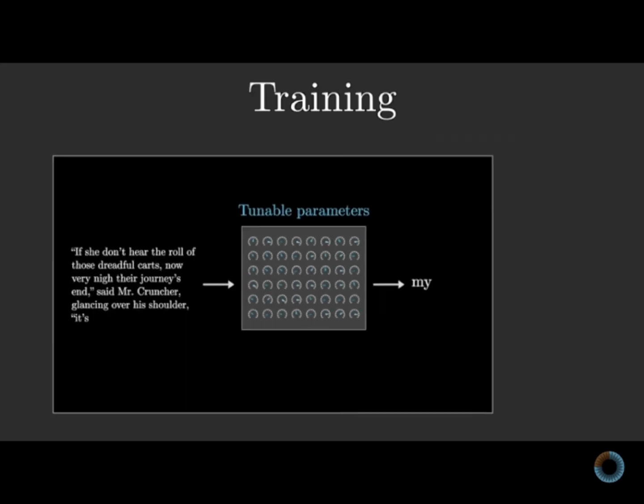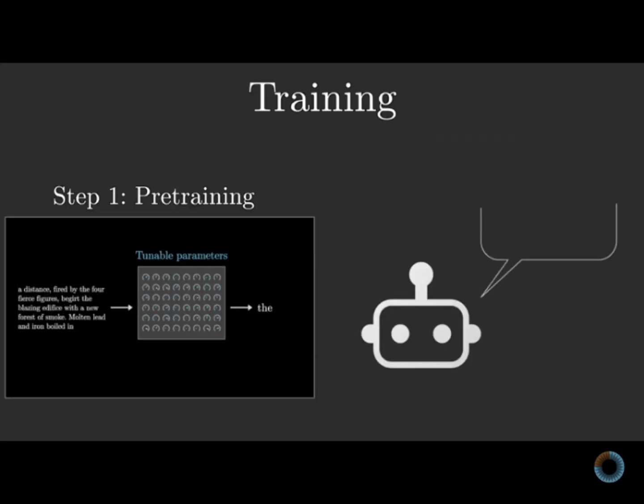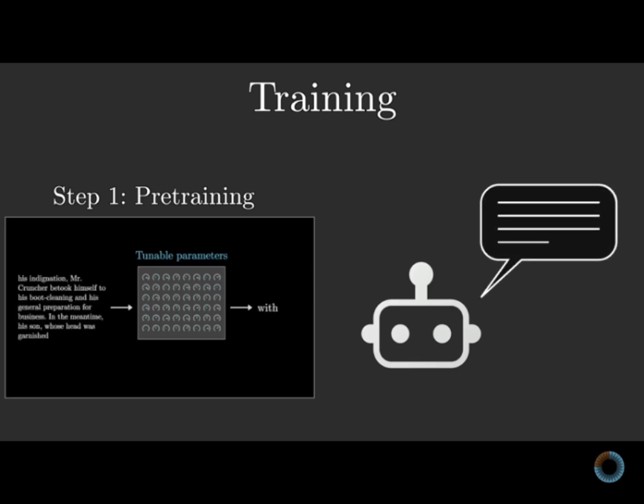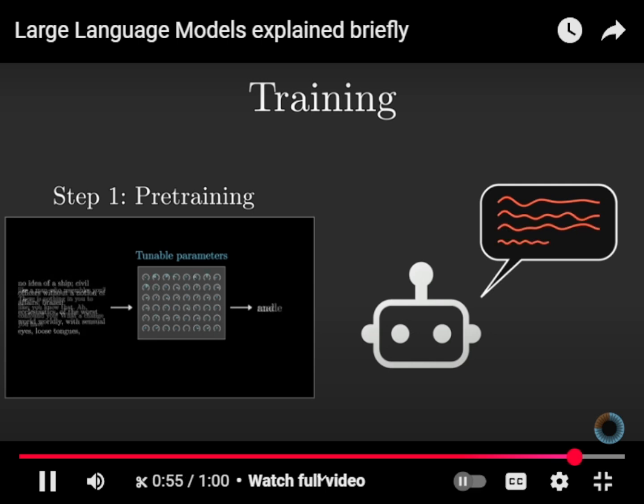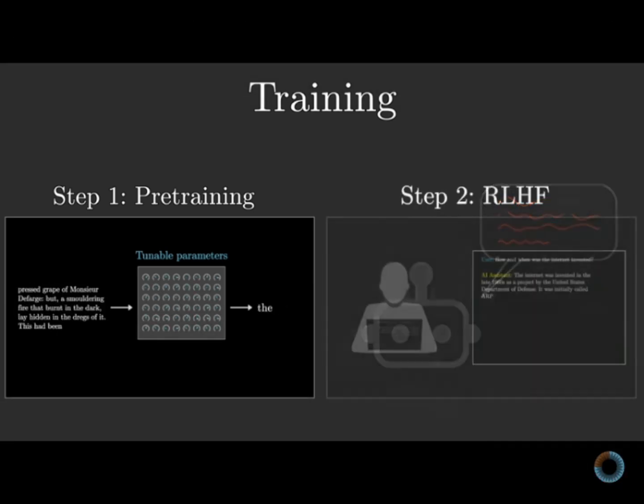This is only part of the story, though. This whole process is called pre-training. The goal of auto-completing a random passage of text from the internet is very different from the goal of being a good AI assistant. To address this, chatbots undergo another type of training.